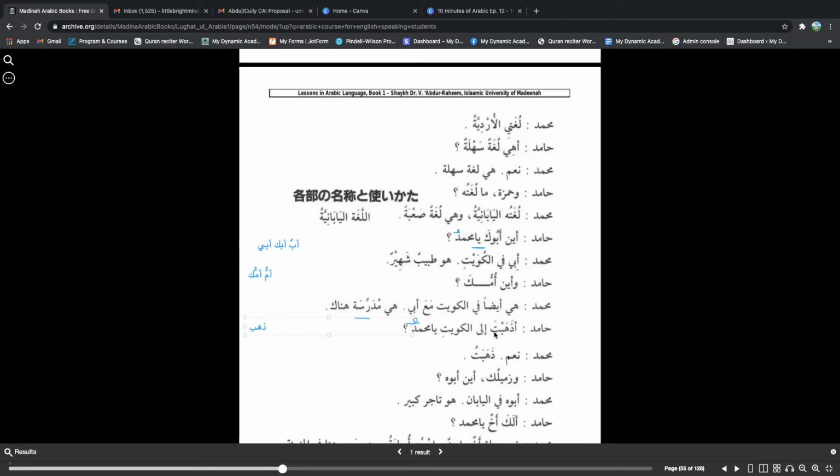Adhahabta, did you go? Adhahabta ila al-Kuwait ya Muhammad? Did you go to Kuwait, oh Muhammad? Okay, Muhammad: naam dhahabtu. So once again, put a sukoon on the ba, on the last letter, and put the pronoun at the end. So here the person is I. Well, I'm sorry, not the mukhatab. This is the person actually speaking. Okay, I went. So this is the mutakallim. So dhahabtu is I went. Actually there is a mistake here. This is supposed to be a sukoon over the ba. Dhahabtu, I went.